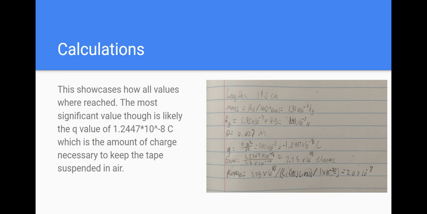Then we calculate the excess, which is that Q value over 1.6 times 10 to the negative 19th, giving us 7.78 times 10 to the 10th electrons. Then we have the ratio, which is the excess electrons divided by the surface area of the tape, divided by the surface area of the atom, giving us 2.0 times 10 to the negative 7th.